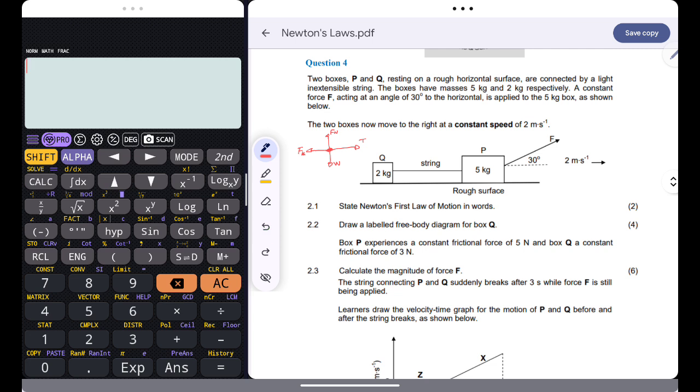Please, guys, note this term: constant speed. They even highlighted it for you. Constant speed, guys, simply means acceleration is 0, change in kinetic energy is 0, F net is 0, work net is also 0. Are you together? So please do keep that in mind. They want us to find the value of force F, which is applied on box P at an angle of 30 degrees.